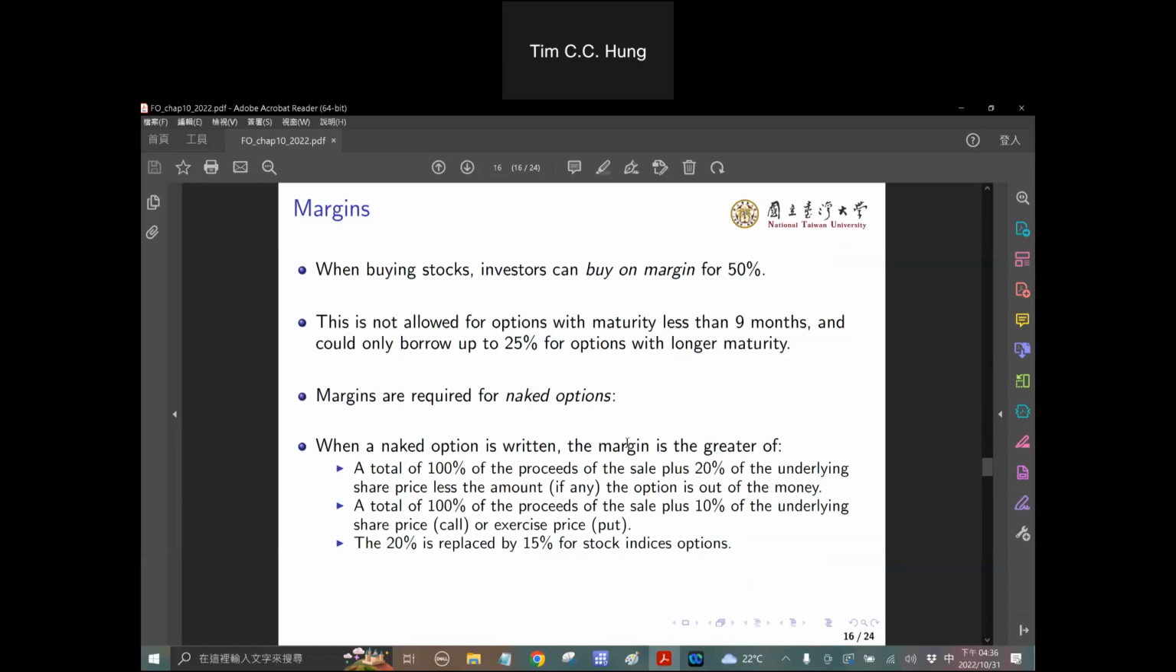So it's only allowed to buy on margin for options that have longer maturities. The logic is like that, that's the intuition. Are you asking about this intuition?